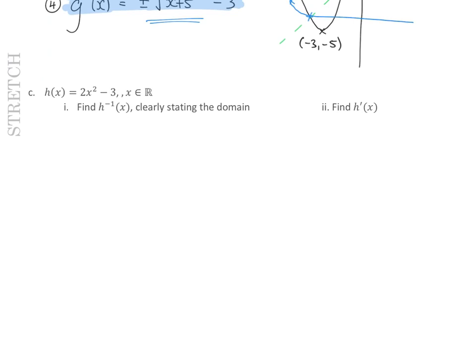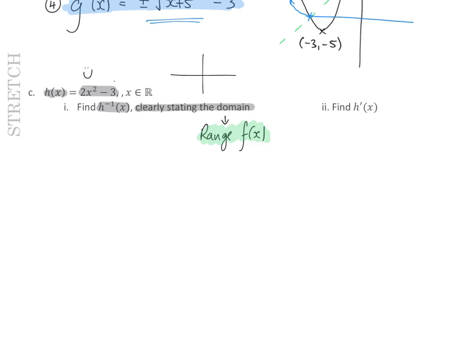Okay, C, h of x equals 2x squared minus 3. Find h minus 1 of x, clearly stating the domain. So the domain of the inverse, remember, is the range of f of x. So I'm going to do that first. So quick sketch of my function. This is a happy face with a y-intercept of minus 3.